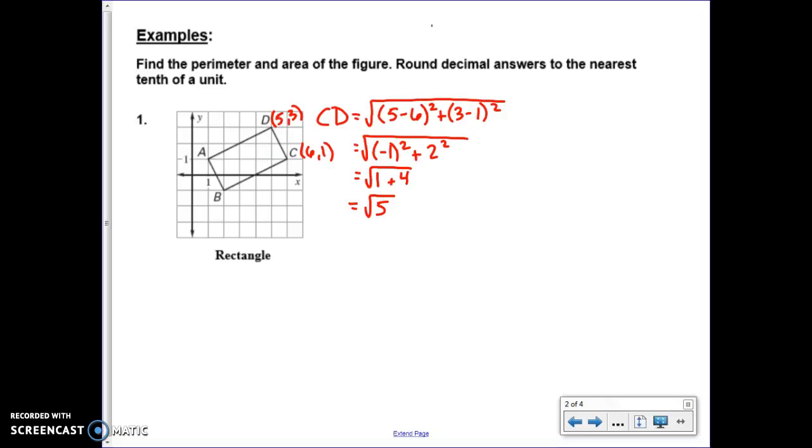So when we type the square root of 5 in our calculator, we get approximately 2.2 if we're rounding to the nearest tenth.